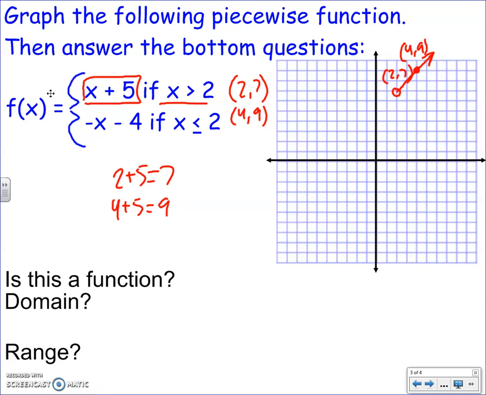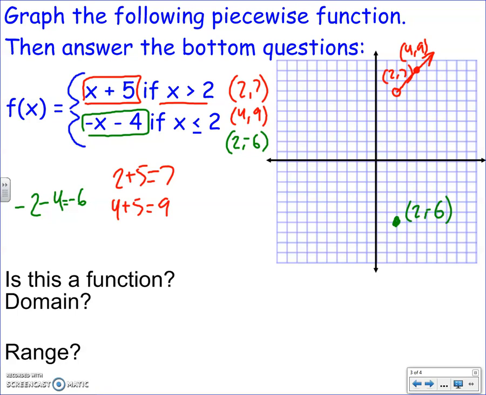Now the other piece. It says use this second one when x is less than or equal to 2. So again, the boundary's at 2. So I'm going to plug in 2 for sure to see what I get. Negative 2 minus 4, that's negative 6. And the coordinate would be 2 comma negative 6, and now it's closed. So 2, negative 6: down 1, 2, 3, 4, 5, 6, and this is closed.